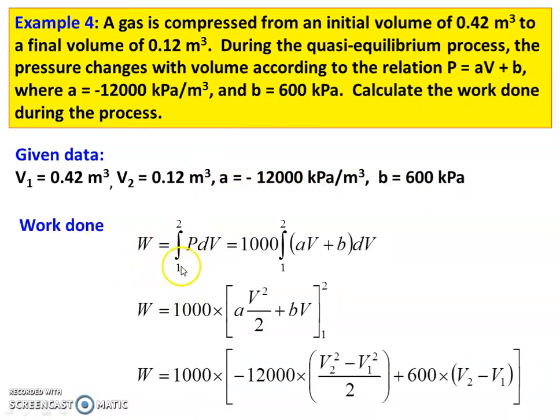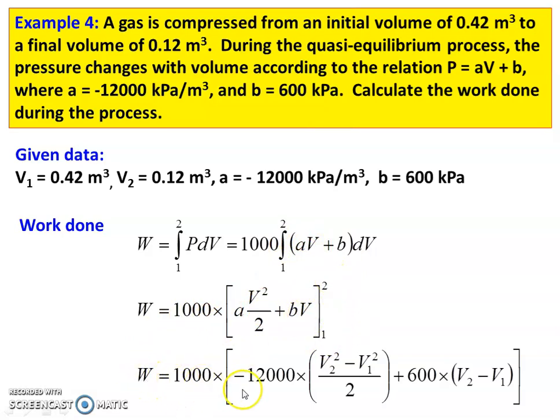W equal to integral 1 to 2 PdV, 1000 into integral AV plus B dV. So why 1000 here? The A and B constants are given in kilopascal, so we have to multiply by 1000. 1000 is a constant. 1000 into integrating AV²/2 + BV from limit 1 to 2.